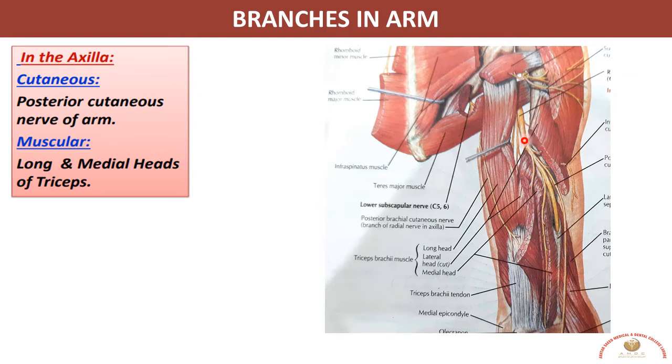The muscular branches are to the long and medial head of the triceps brachii. Here it gives the branches to the long head of triceps brachii as well as the medial head of the triceps brachii. This cut portion that you can see, this is the medial head. Okay, and along with that, the posterior cutaneous nerve of the arm is also originating in the axilla.